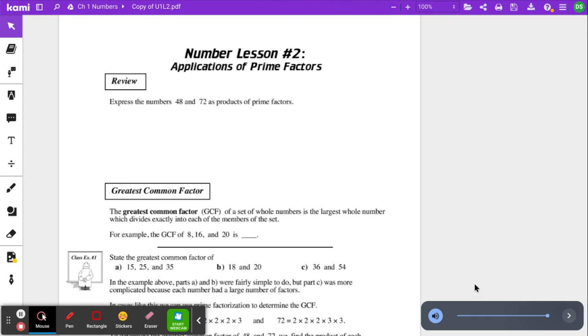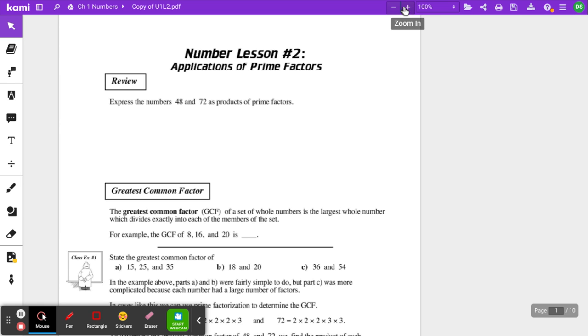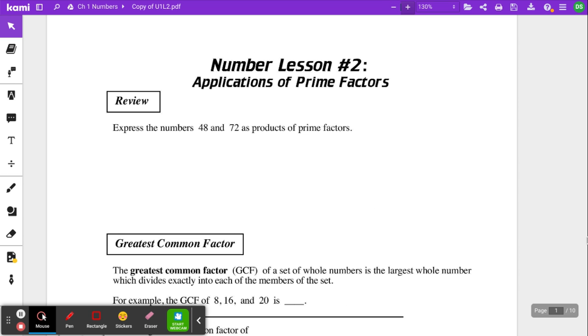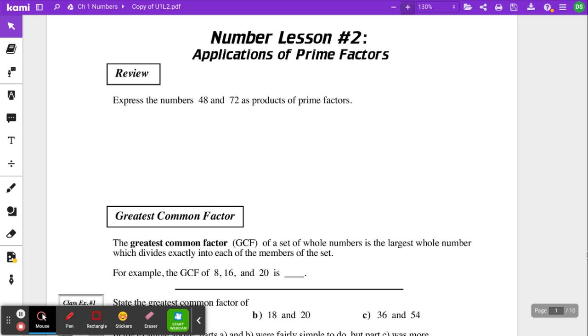All right. So here we go. Lesson 2. Remind me how to express 48 and 72 as a product of prime factors.